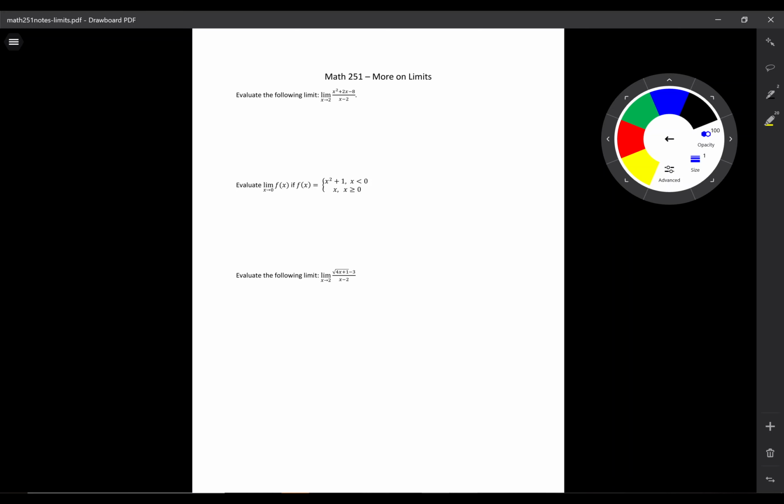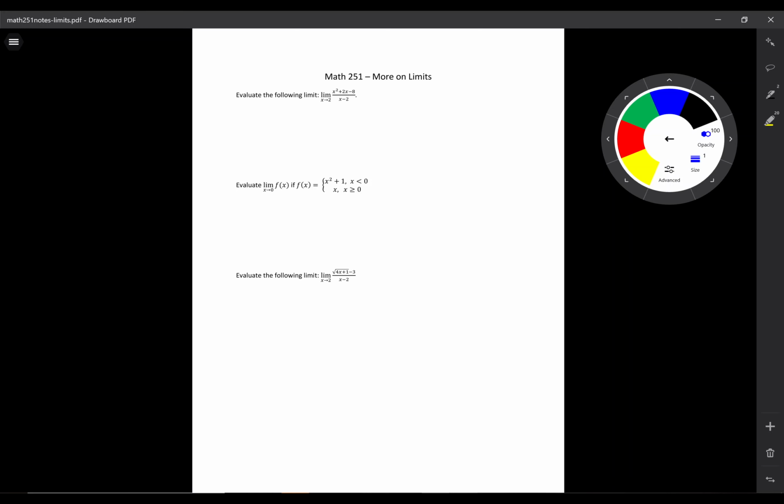We want to evaluate the following limit, the limit as x goes to 2 of (x squared plus 2x minus 8) divided by (x minus 2). The problem with plugging in x equals 2, that's our limit point, is that we would get 0 in our denominator, which of course is not allowed in math. So we need to figure out a way to get around that.